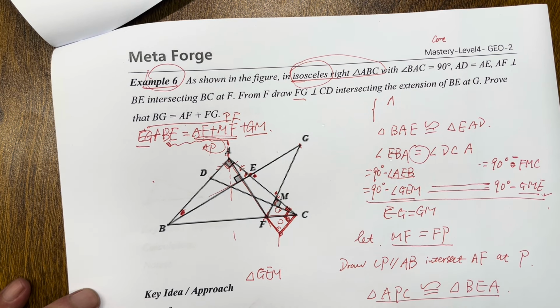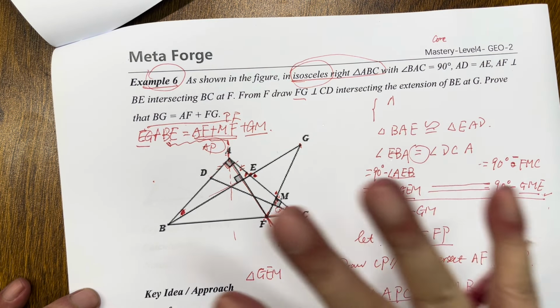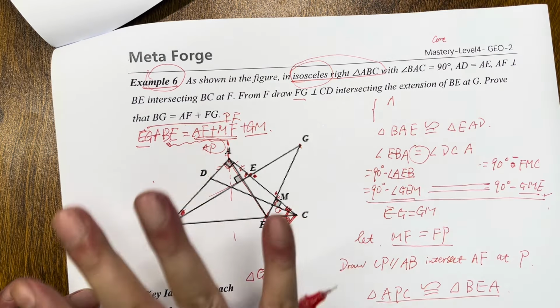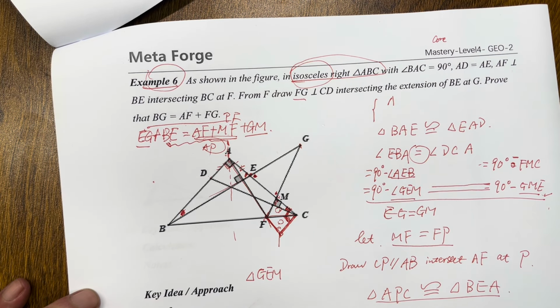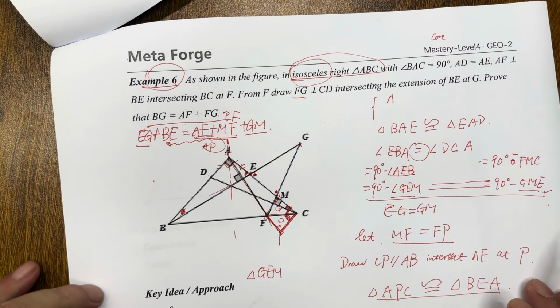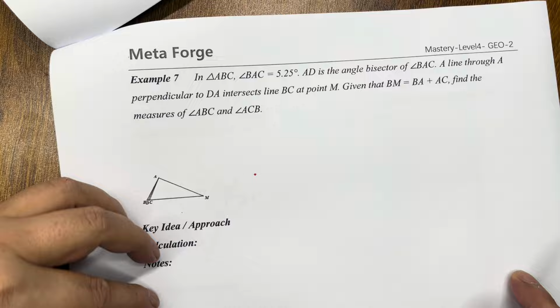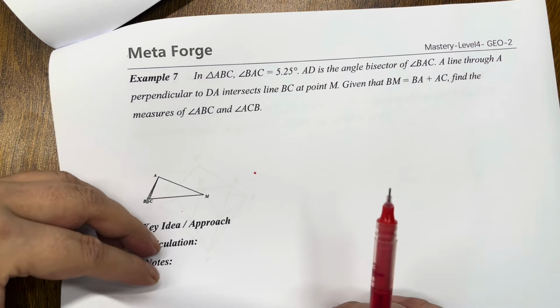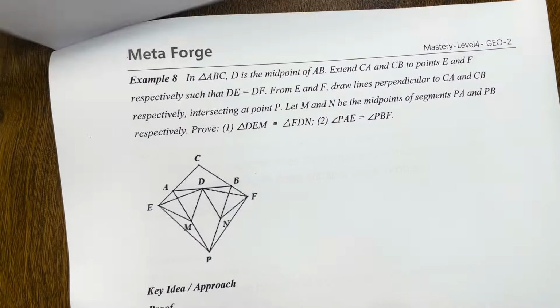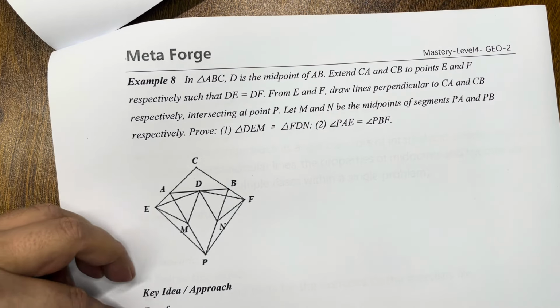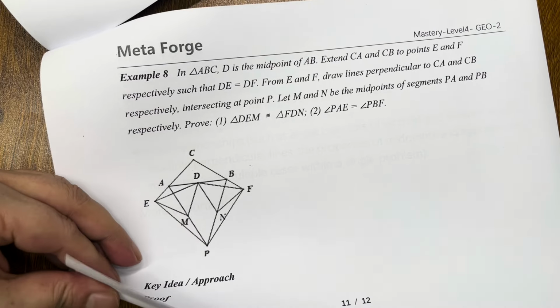So this is long. We need to chase the angle around. We need three pairs of congruent triangles with a long logic process. We jump over example 7 and example 8. We do a summary.